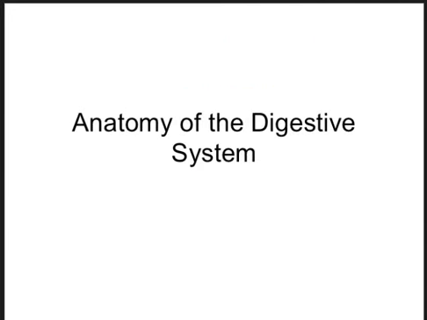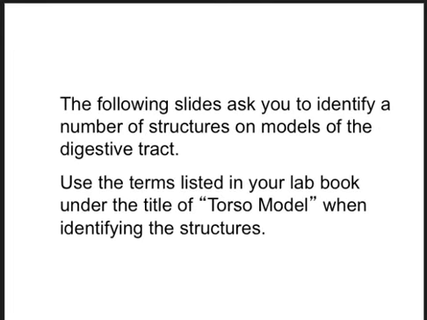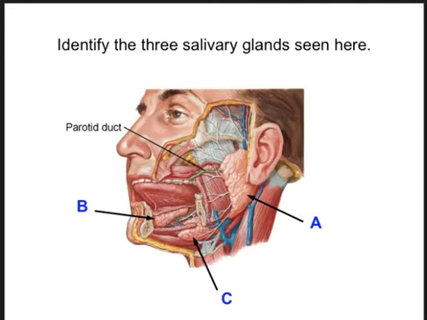So we'll start with the anatomy of the digestive system. The following slides ask you to identify a number of structures on models of the digestive tract. Use the terms listed in your book under the title of torso model when identifying these structures. And we start out with identify the three salivary glands seen here. A is indicating the parotid, B the sublingual, and C the submandibular.